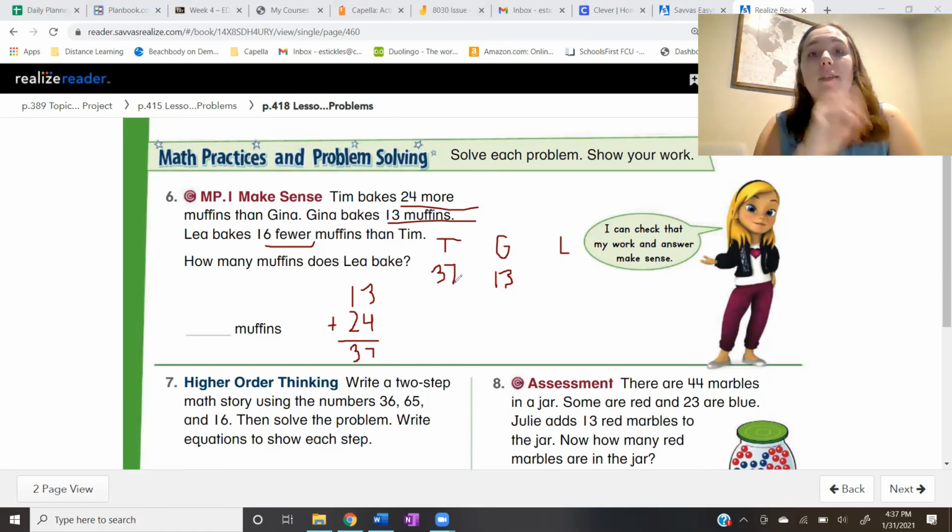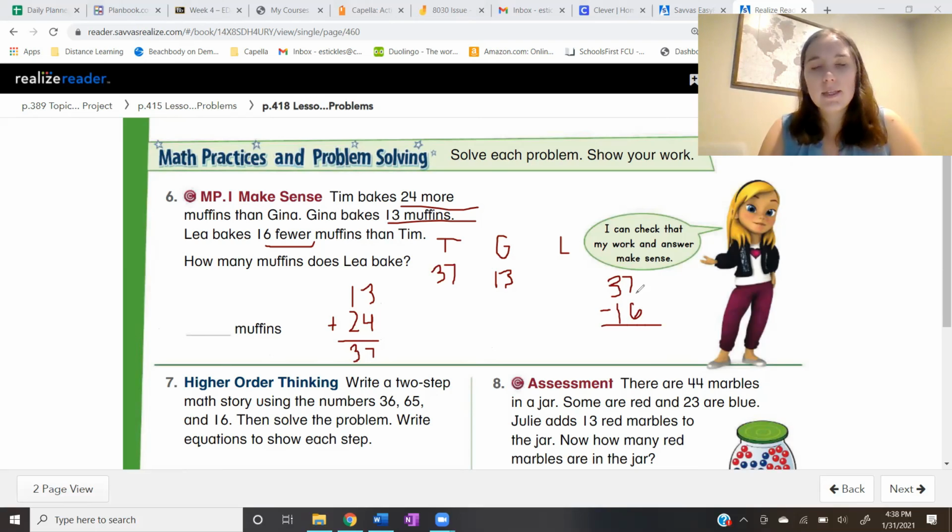Okay, I know how many muffins Tim baked. I know how many muffins Gina baked. Now I need to figure out how many muffins Leah baked. It says Leah baked 16 fewer muffins than Tim. Remember, fewer means less. So I'm going to take the 37 muffins that Tim baked, and I'm going to subtract 16 because that's how many less Leah baked than Tim. And that's going to tell me how many she baked.